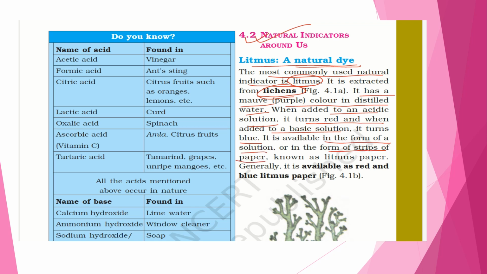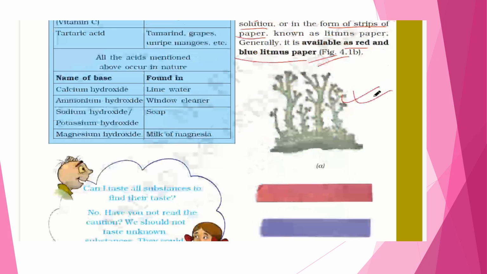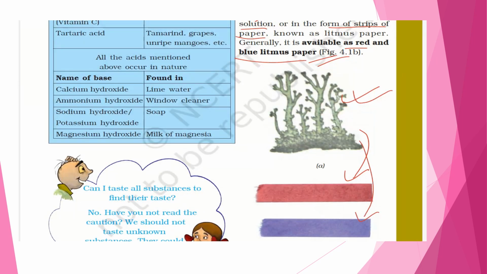So when you place a strip of blue litmus in an acidic solution, it will turn red. And when you put a red litmus in a basic solution, it will turn blue, right? So strips act like that. They are available in red and blue strips. In case of acid, if you dip blue litmus, it will turn red, and in case of bases, if you dip red litmus, it will turn blue. Okay, so they are available in red and blue litmus paper form. So this is lichen. From this only, these red and blue litmus strips are obtained.